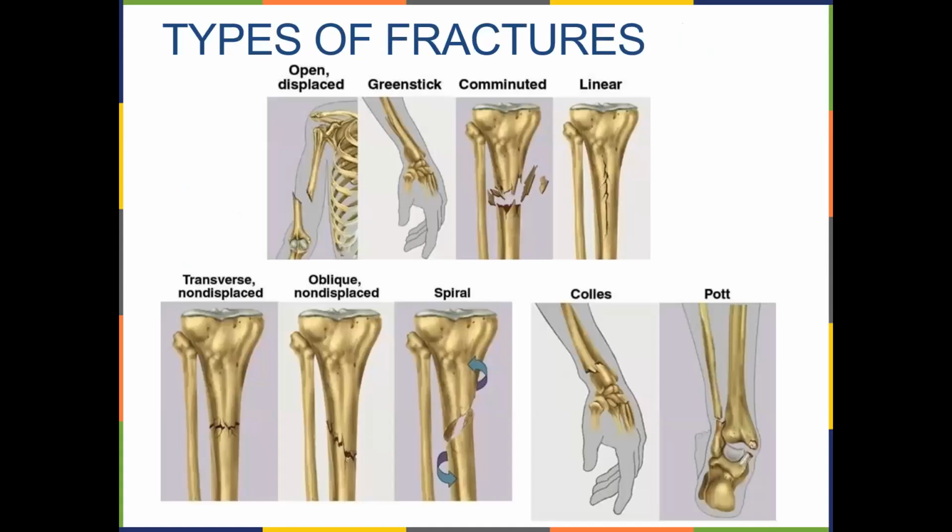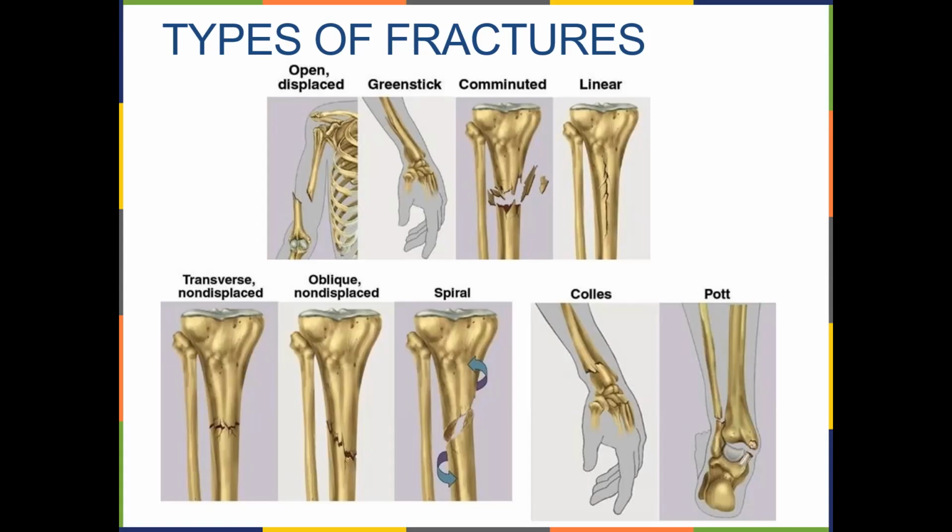So open and displaced. There at the top on the left-hand side, we have a broken humerus, and the humerus is sticking through the skin. It's probably quite painful and probably messy. Green stick fractures, incomplete break. Skin's usually not broken. We call it green stick because it's like trying to break a stick on a tree that's still green. It won't snap all the way through. It'll only snap on one side. And so you have a partial break.